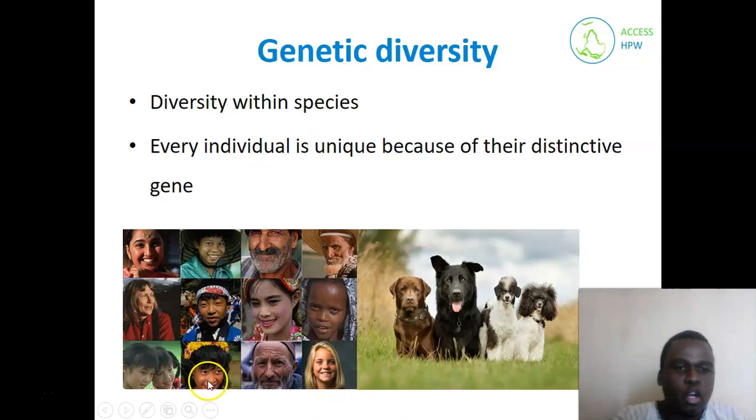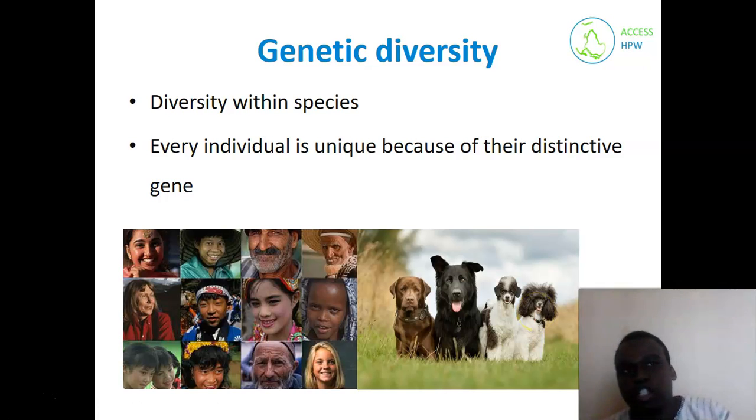As we can see here, we've got the human species, and we can see that all these individuals in this picture are different, and that is because of their different distinctive genes. And here we've got a dog species, and we can see that we've got different breeds of dogs, and this is a result of their distinctive genes.